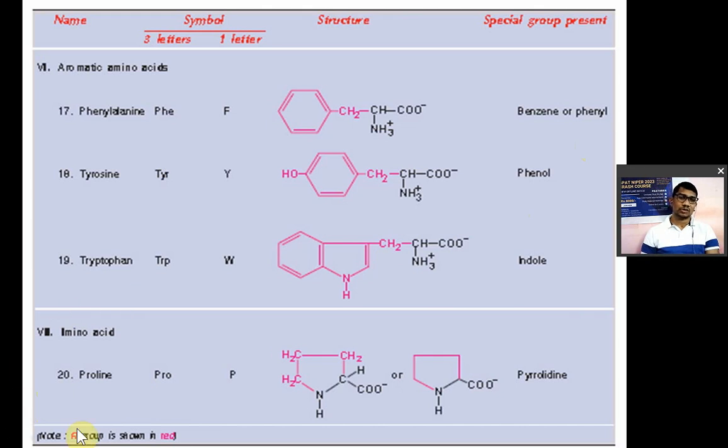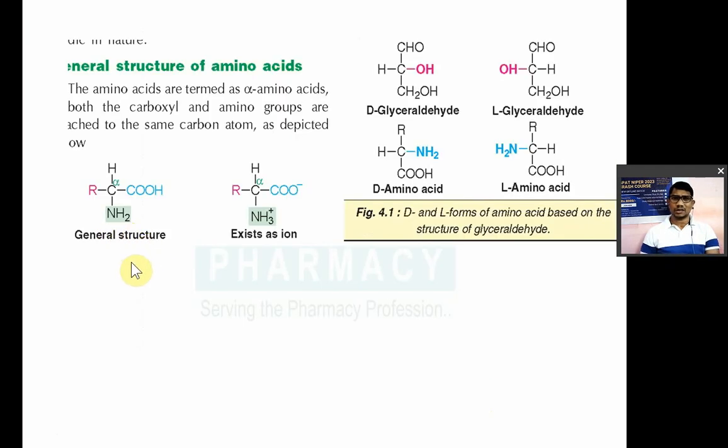Then the last amino acid is proline. It is not a proper amino acid. It is known as an imino acid because there is an imine group. That's why proline is an imino acid. Here a pyrrolidine ring is there. Remember, we have seen the general structure and the isomerism in amino acids.